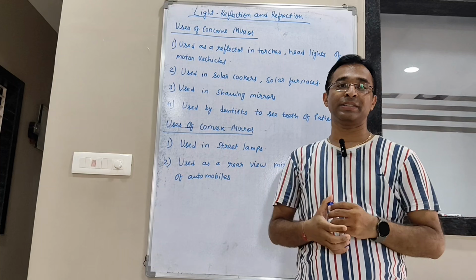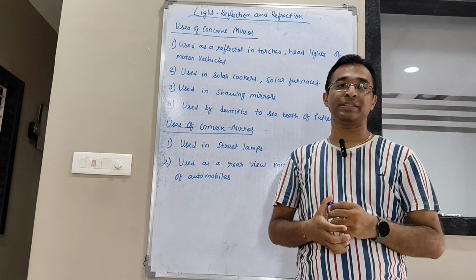First, as you can see, the position of the object is at the center of curvature. So when the object is at the center of curvature of a concave mirror, the image formed is also at the center of curvature, but the image is of the same size, meaning the height of the image and object is the same, and the nature of the image is real and inverted. So this is a unique case in the concave mirror.